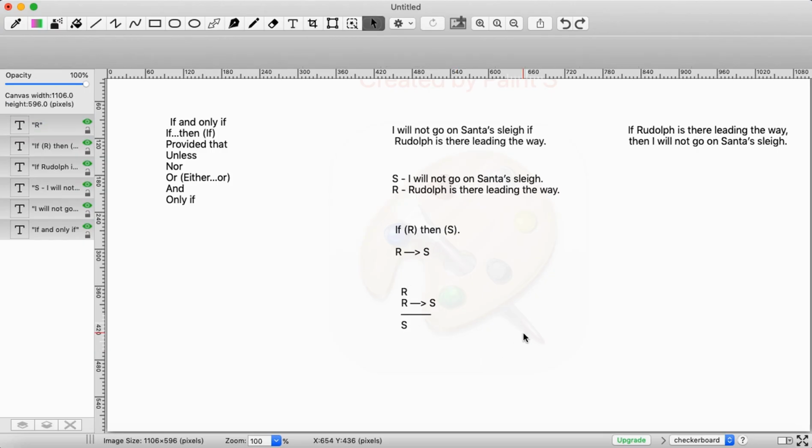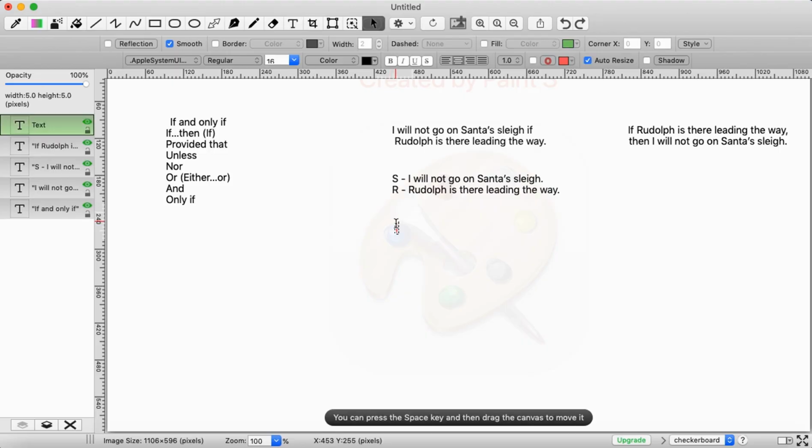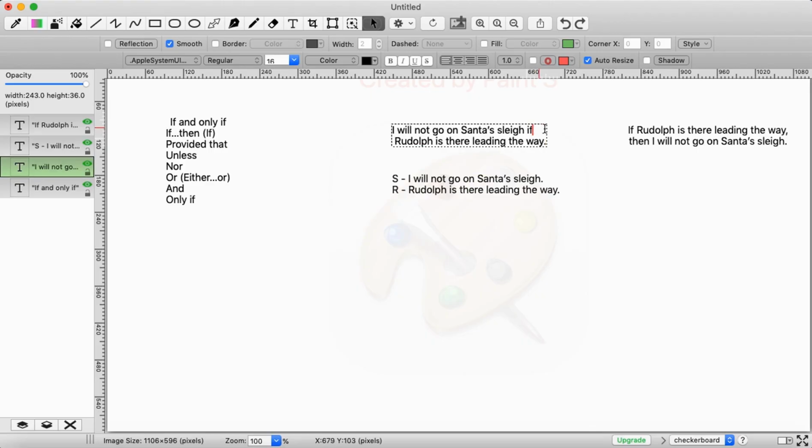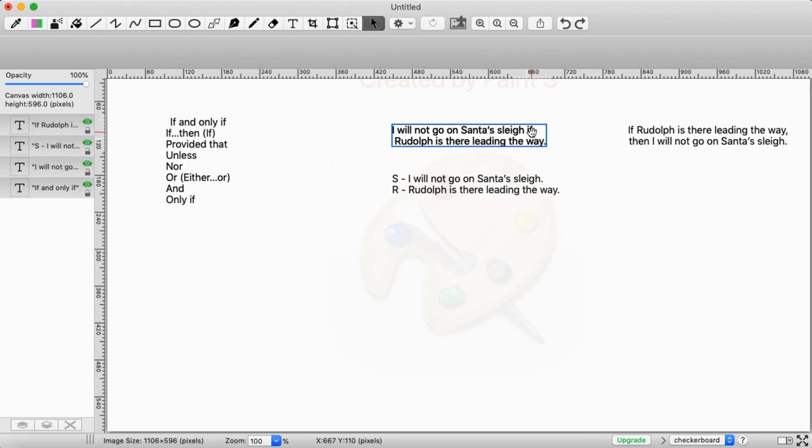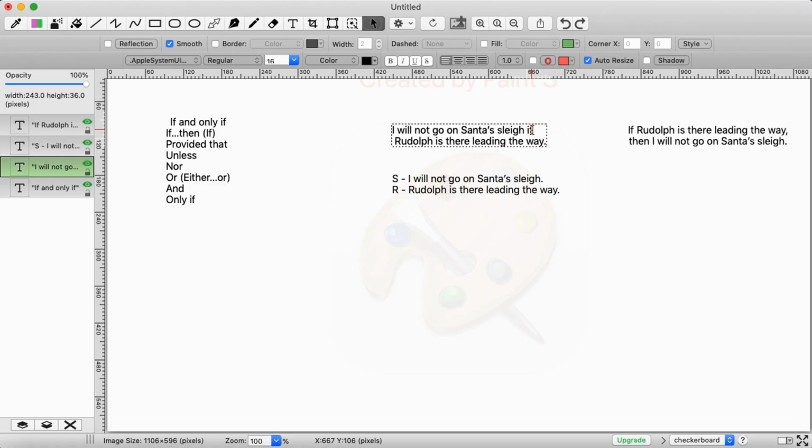Okay, so what we're saying is, therefore, this statement means if Rudolph is there leading the way, then I'm not going on Santa's sleigh. Rudolph is there leading the way, therefore I'm not going on Santa's sleigh. Okay, so that's what if then is. Okay, so provided that. Now let's change this. Okay, so you have those two. Very simple. Let's go.